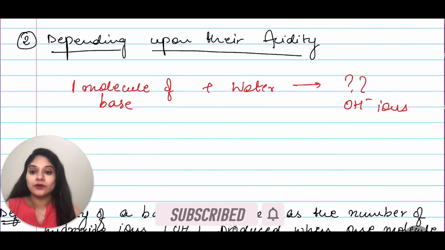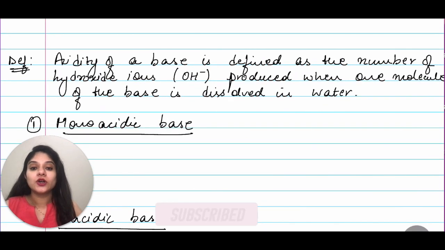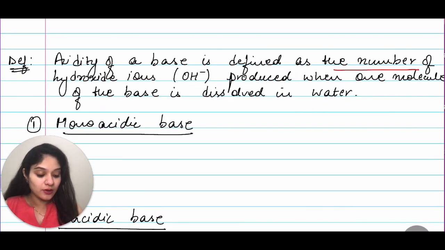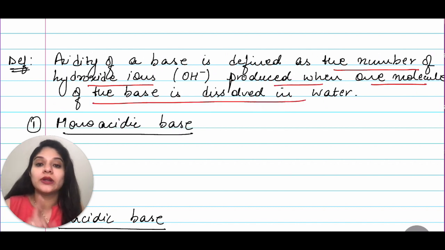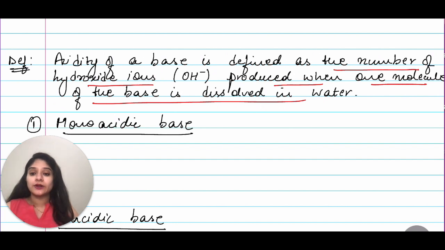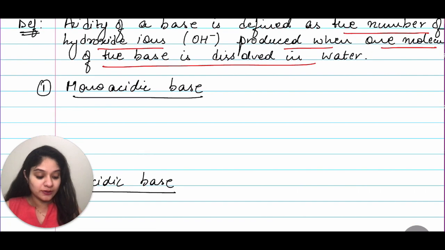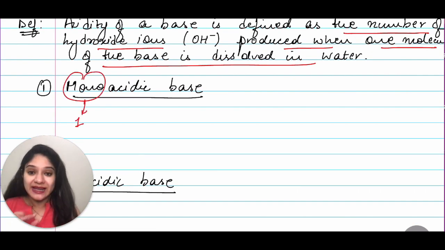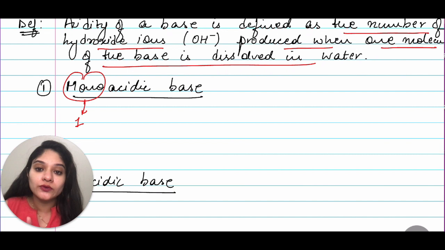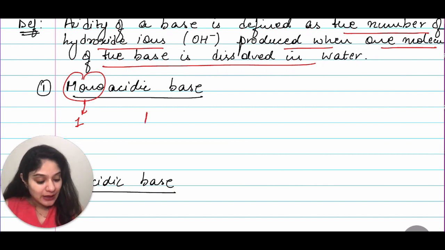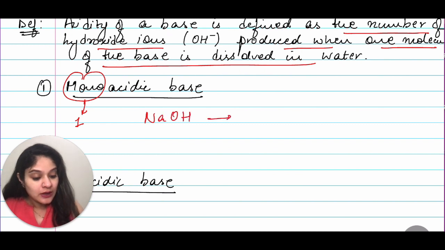So let's look at the definition for that. Acidity of a base is defined as the number of hydroxide ions produced when one molecule of base is dissolved in water. Now let's look at a few examples, few types on this. So I have monoacidic base. Mono means one. That means when I dissolve one molecule of this base, I get one OH negative ion. So let's look at the example. I have NaOH, which will give me Na plus and OH negative ions when I add water to that.